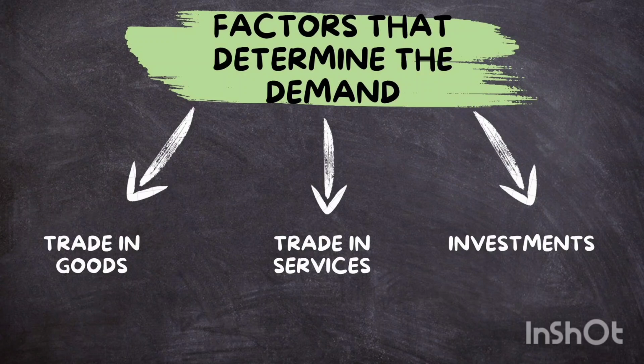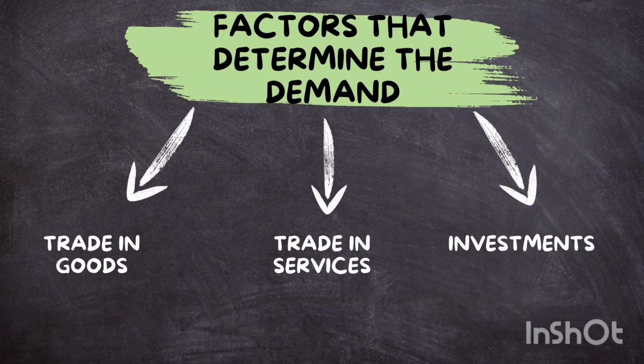Now the second component, trade in services. If Indians buy more US services, say tourism, than Americans buy Indian services, then again demand for dollars will outstrip the demand for rupee and the rupee will weaken.